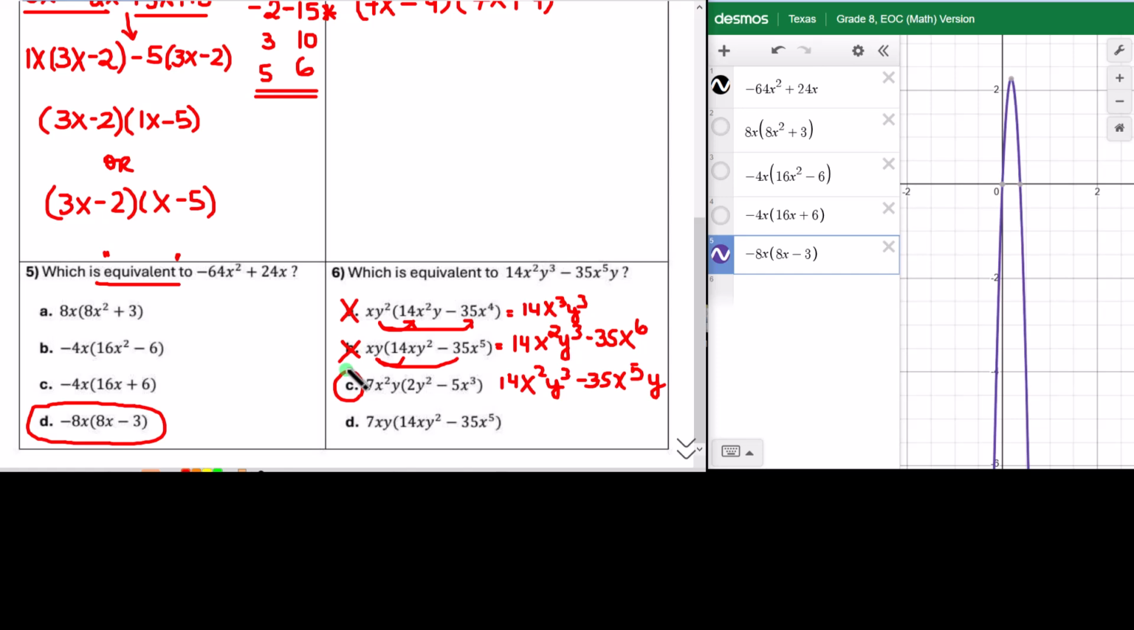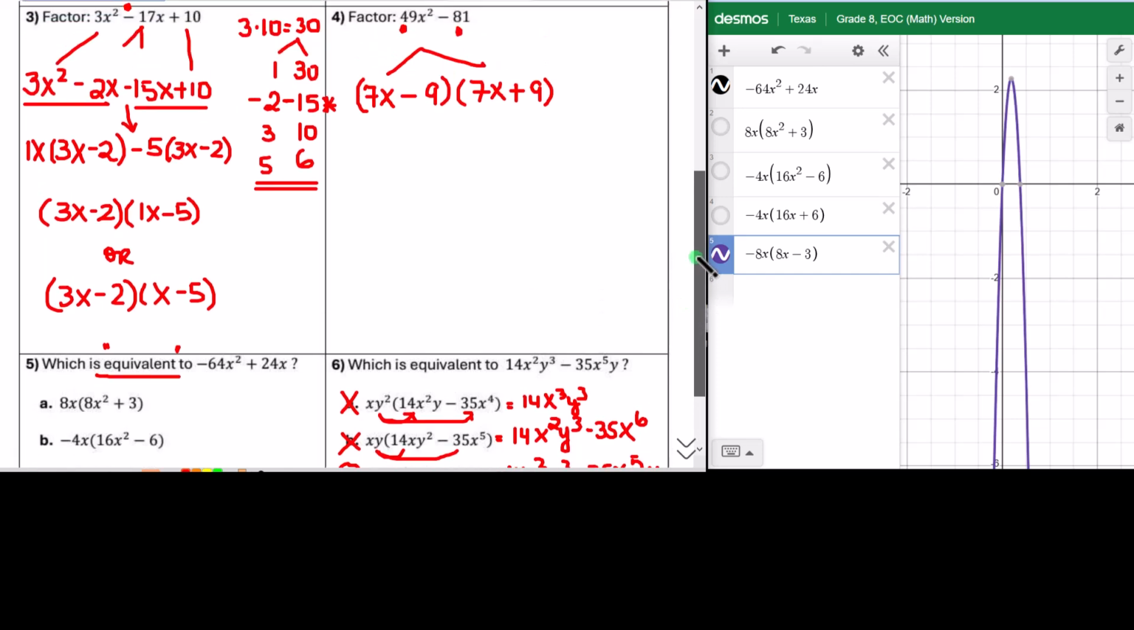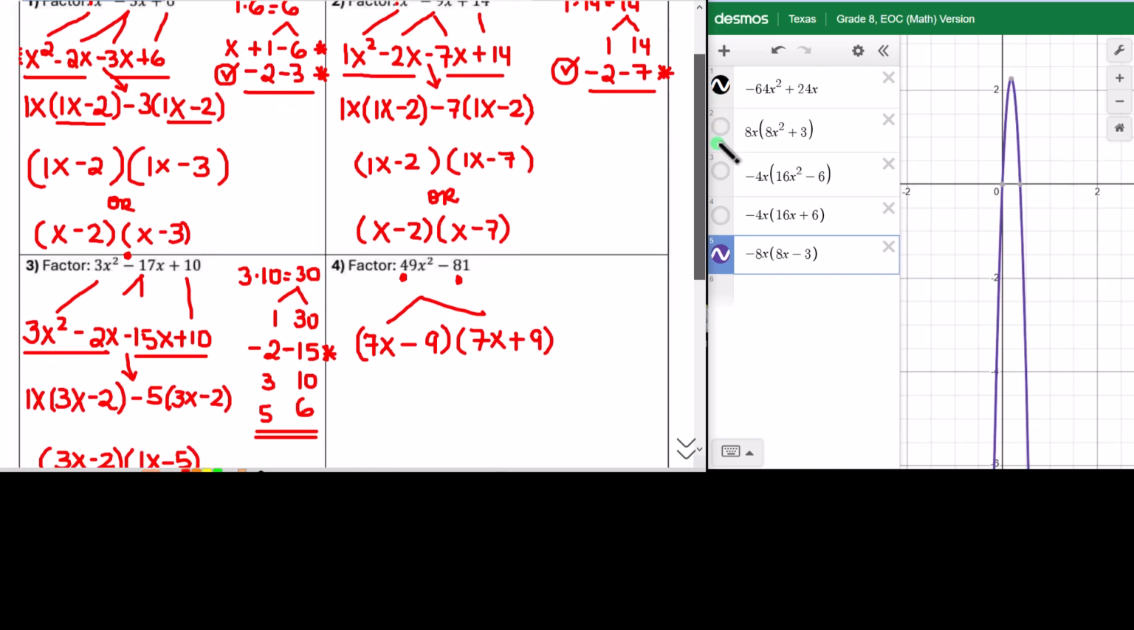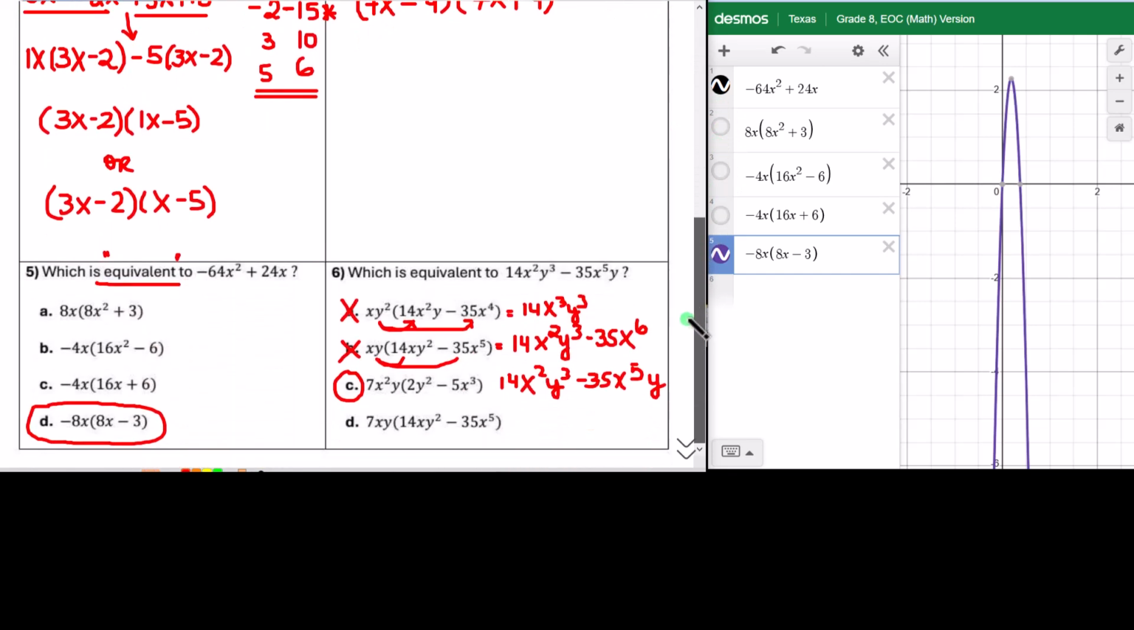So there you go. This concludes this review for this unit right here, which had to do with factorization. So I hope this video was helpful, and now you can better prepare for your test or retest.